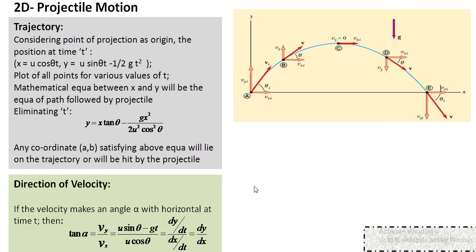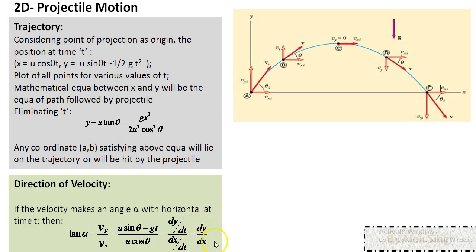So can we find an equation for the direction of velocity? Yes, the tangent of the angle made by the velocity is equal to the y component divided by the x component, which is equal to u sin theta minus g t divided by u cos theta. Now Vy is equal to dy by dt, and Vx is equal to dx by dt. So if you cancel the dt terms, the tangent of the angle made is equal to dy by dx.